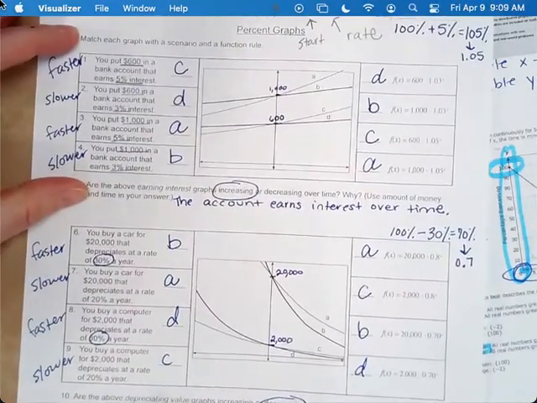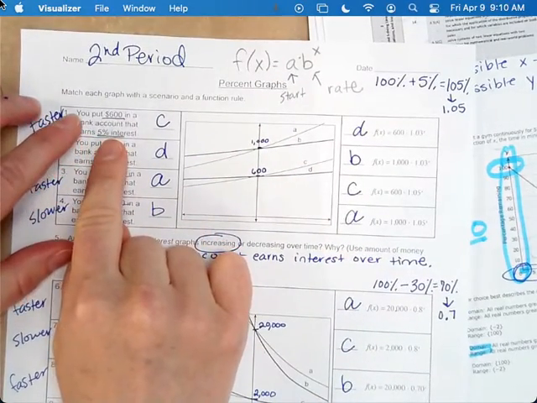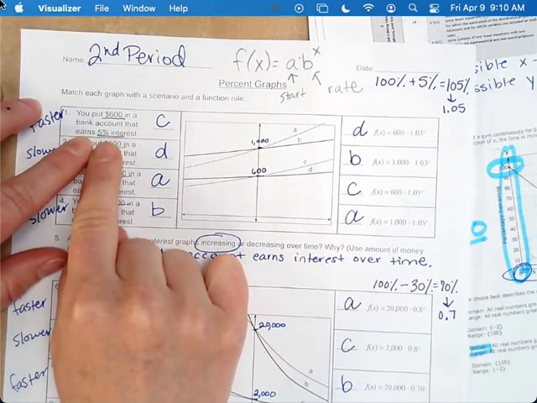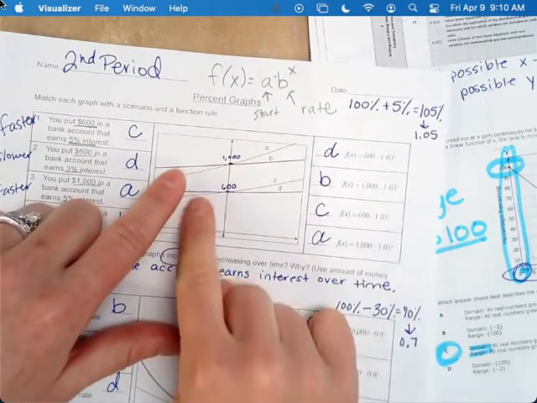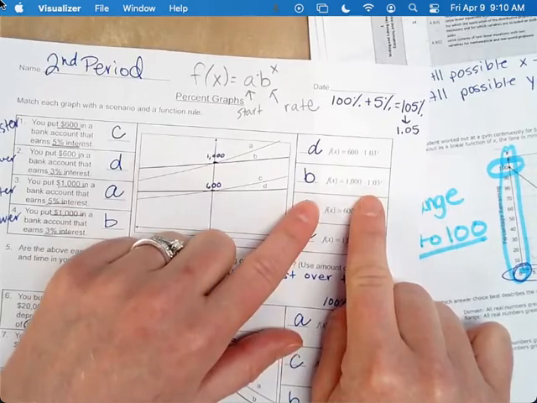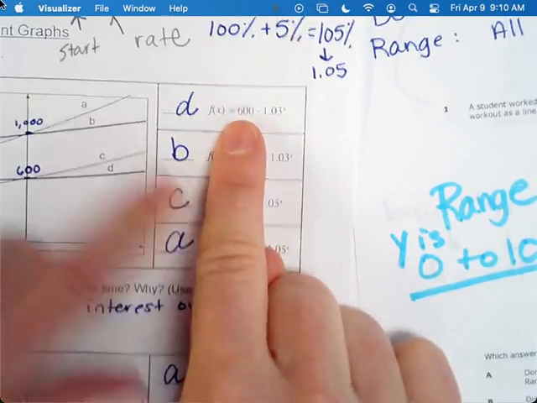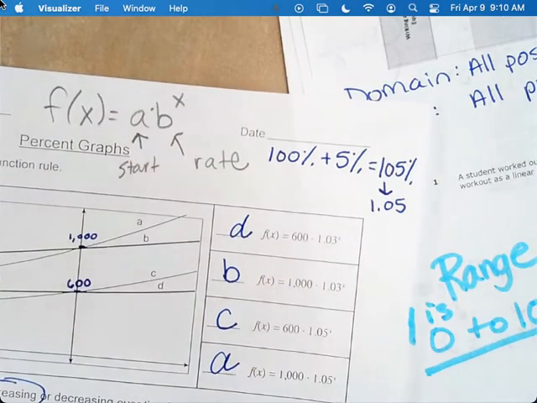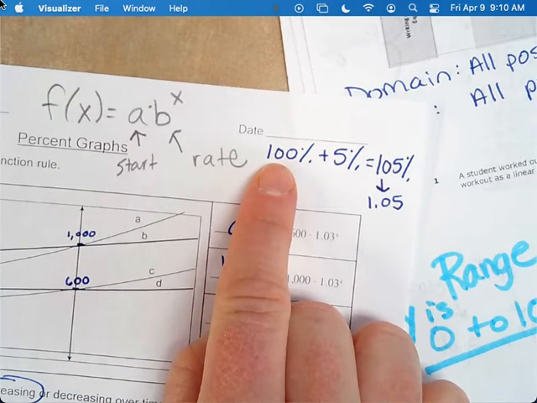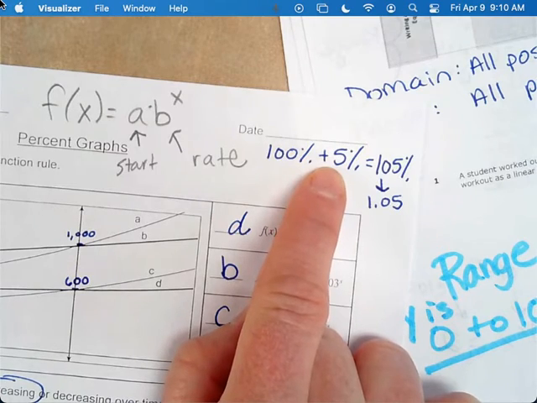So the first one, those were all increasing. So this is, you have a bank account, it earns interest, okay? Then it's all increasing and going up. And then our equations reflect that too. We have our starting amounts, and then our rate. But the thing with percent increases is that we have that 100% plus whatever the increase is. 100% is what you already have.